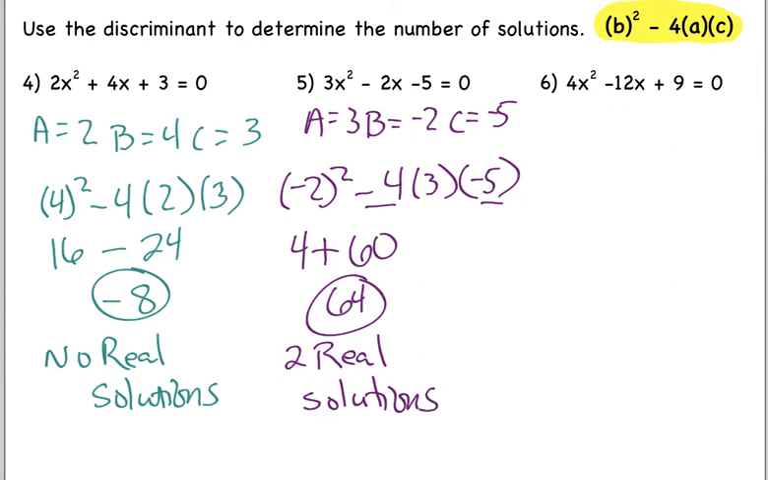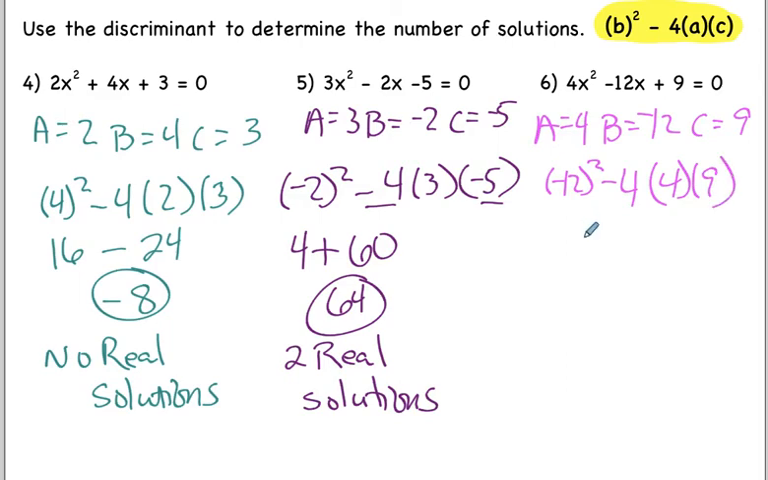For the last one, A is 4, B is negative 12, C is 9. We've got B squared minus 4 times A times C. And so this is going to equal 0. And you could go into Desmos and type that in and see that. But the discriminant is 0, and this means that we have one real solution.